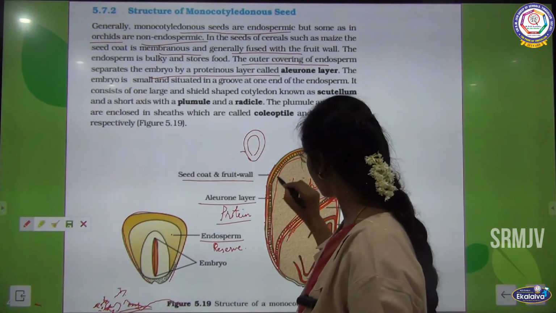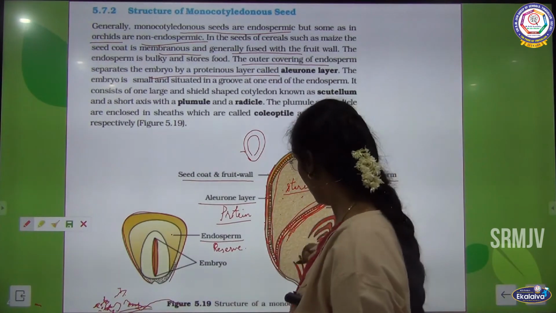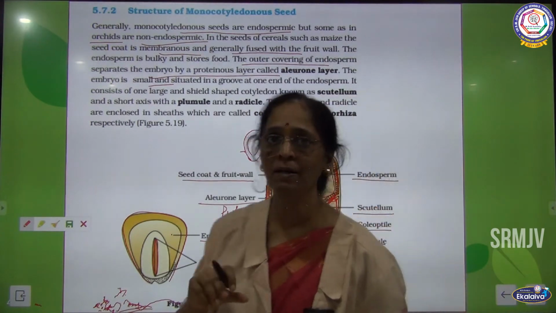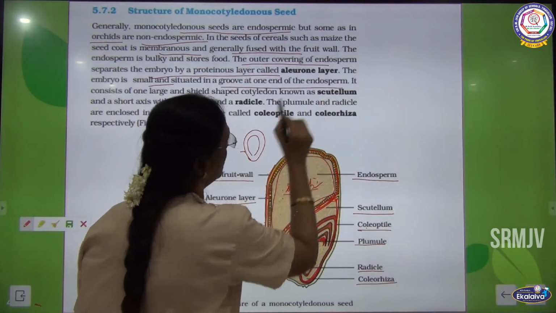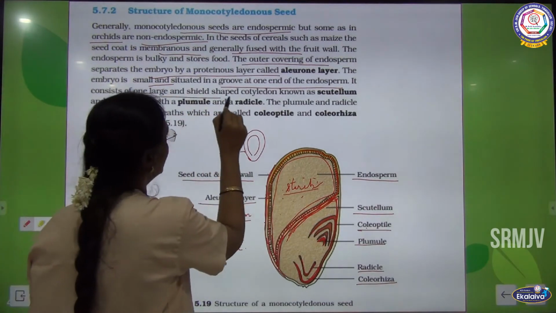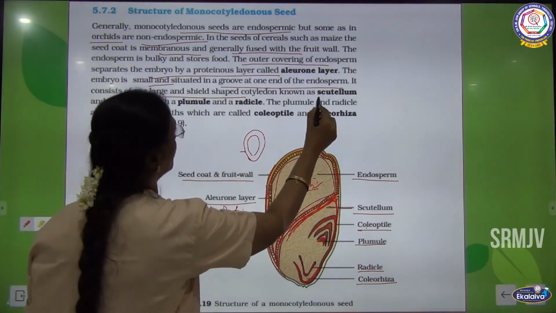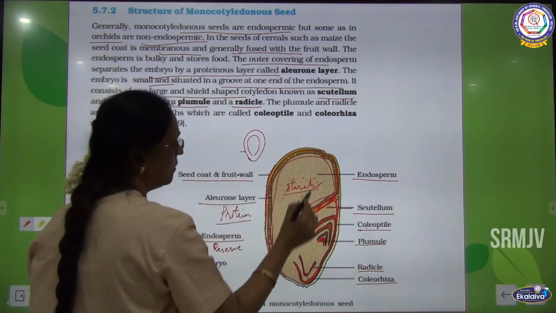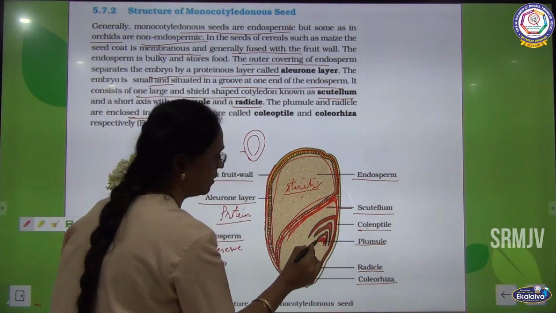So this is a separative layer, which is called the aleurone layer, and the embryo is very small and situated in a groove at one end of the endosperm. This is the endosperm. At one end you will find the embryo, and it consists of one large shield-shaped cotyledon, which is the scutellum, and a short axis with a plumule and a radicle, and the plumule and the radicle are enclosed in a sheath. You will find a sheath enclosing them.